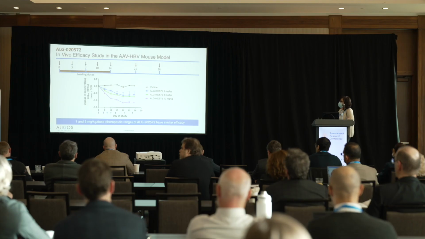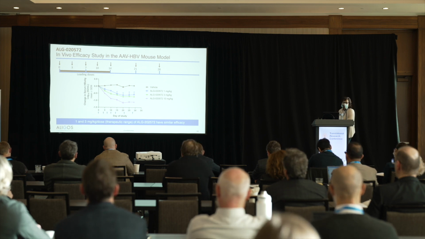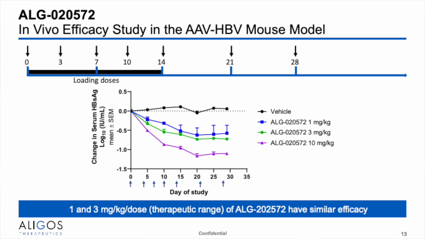So again, going back to our workhorse model, the AAV HBV mouse model, and here we have to dose much more frequently. So we give a loading dose twice weekly for 2 weeks, and then it's a weekly maintenance dose thereafter. So if we look at the 572 at 1 and 3 mg per kg, which is ballpark of where we think the human efficacious dose is going to be, they show similar effects. If you dose even higher, up to this 10 mg per kg, you get even more efficacious decrease of S antigen release.